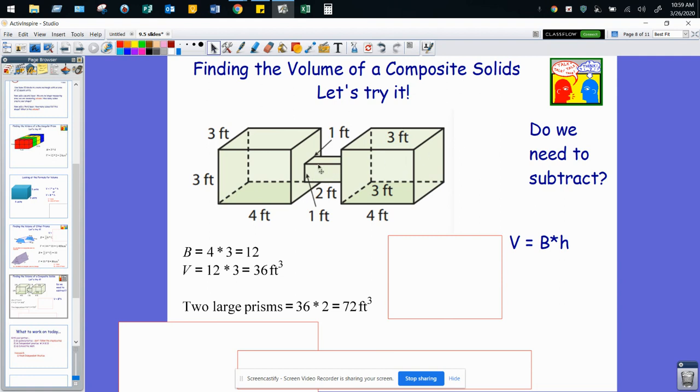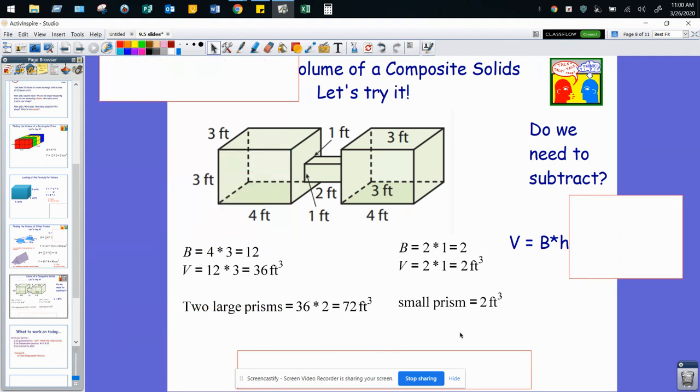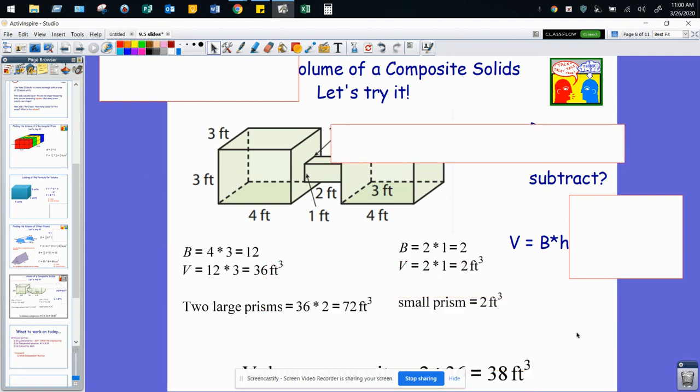Now I just need this figure here. And I really have to kind of look around. They're showing me the 1 here, the 1 here, the 2 here. Okay, so this is a 2 by 1 by 1. So finding big B first, the base of that is going to be that 2 times the 1, which is just going to give me 2. And then I've got big B times the height. The height is also 1. So that one's just 2 feet cubed. So if I take my 2 large prisms, 72 feet cubed, my 1 small prism, 2 feet cubed, and I put that together, I'm going to wind up with 74 feet cubed.